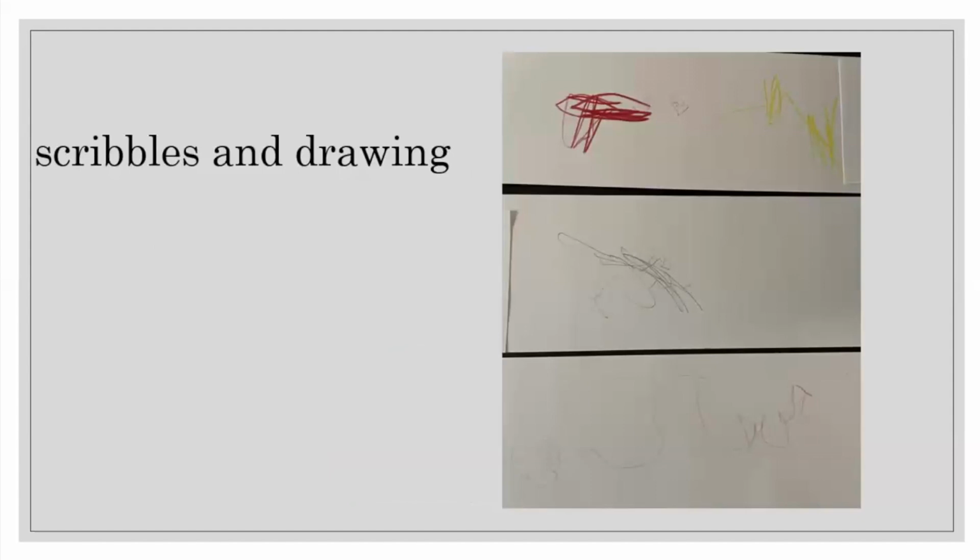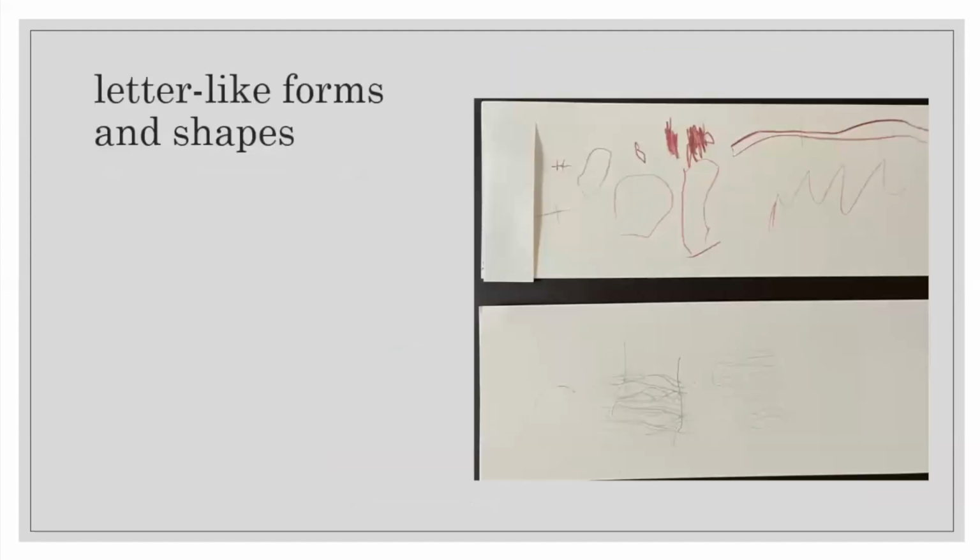In this first phase, children attribute meaning to their scribbles and drawings. They begin to mimic writing. Next, you start to see shapes that resemble letters, such as circles and lines. There are no connections to phonemes yet.